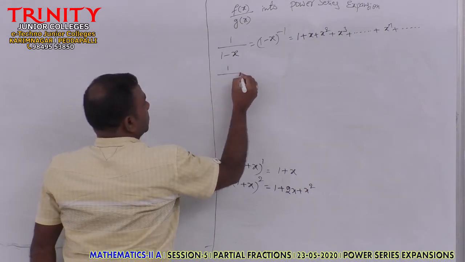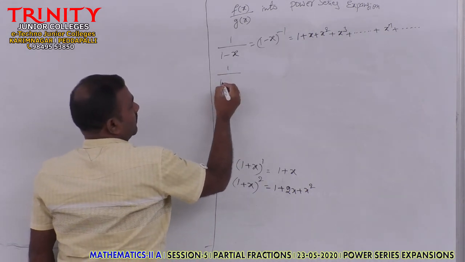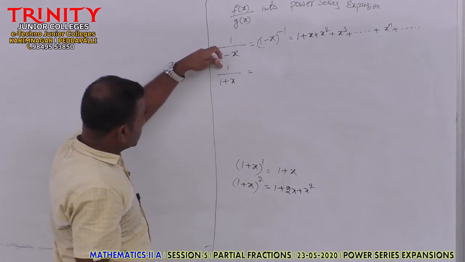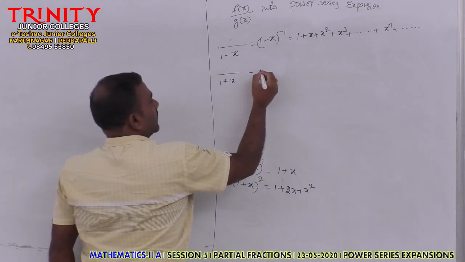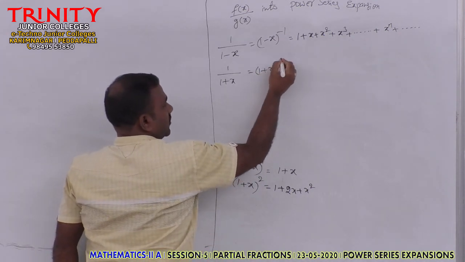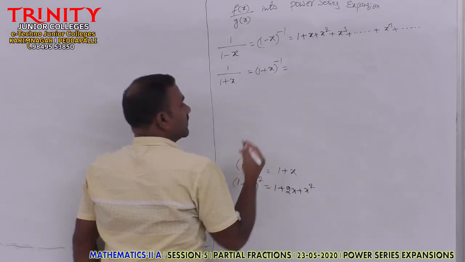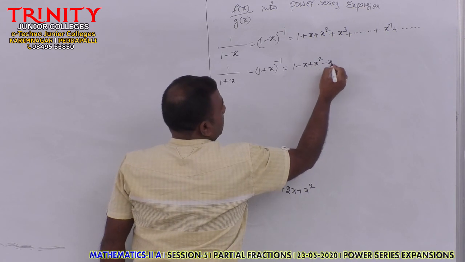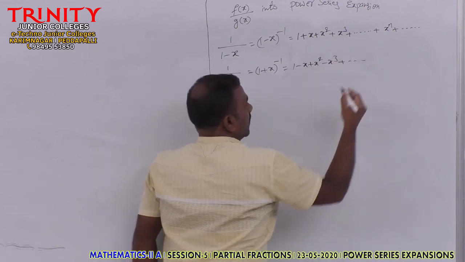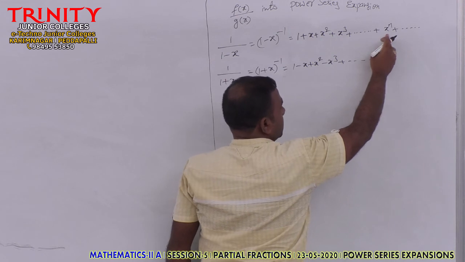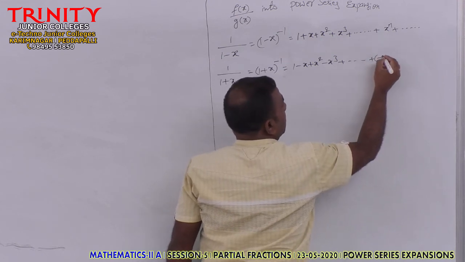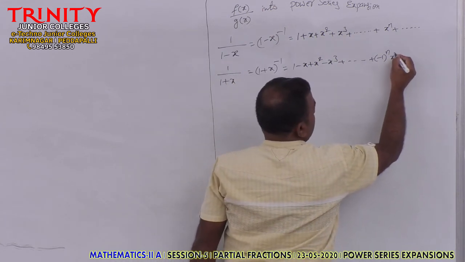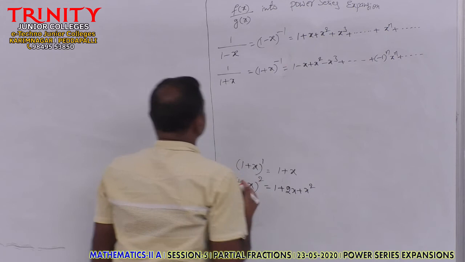Like that, if the fraction is in the form of 1 by 1 plus x, it is also a fraction in the form of f of x by g of x. Then it can be expressed as 1 plus x whole power minus 1. Its form is 1 minus x plus x square minus x cube plus so on, plus the coefficient, which may be positive or negative based on the value of n, minus 1 whole power n into x power n plus so on.